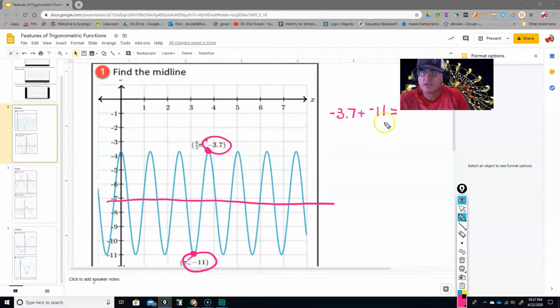So I'm going to add 11 and 3.7. That gives me 14.7. And now I want to take that value and divide it by 2.